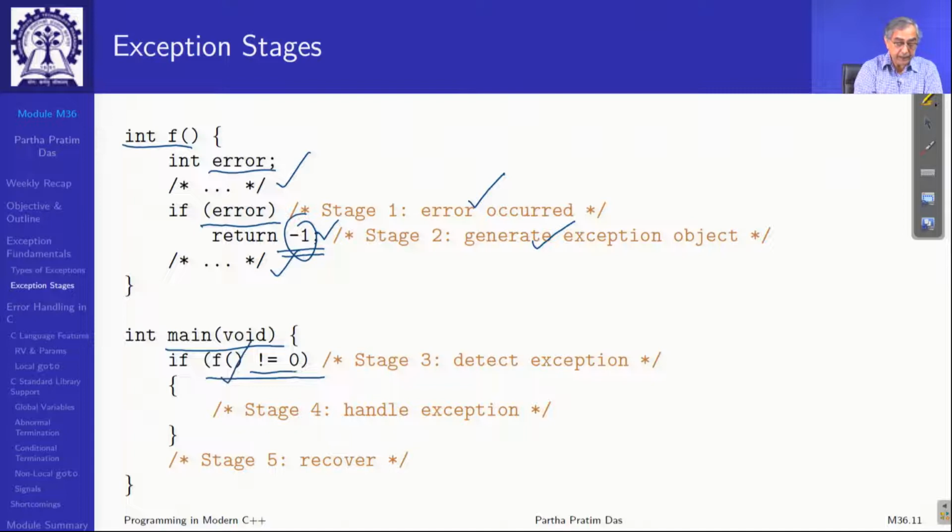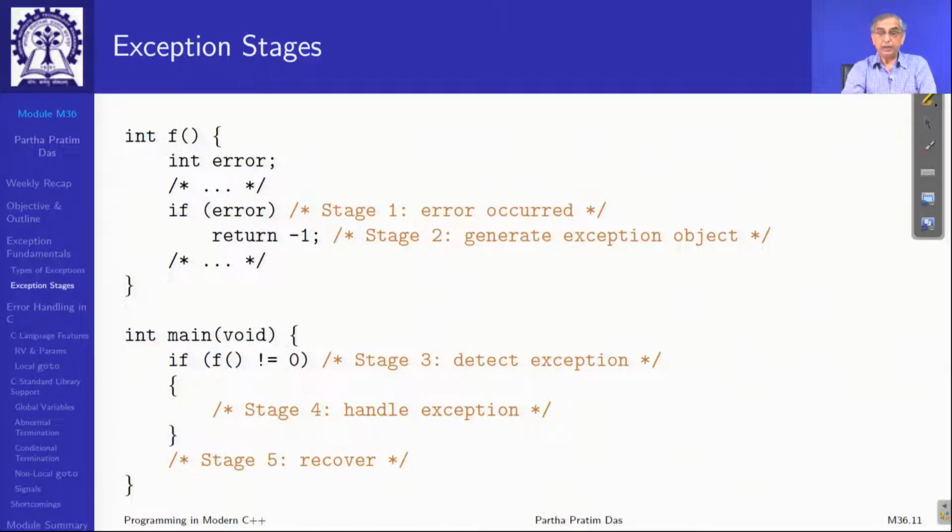Then you are checking if it is not 0. If it is 0, then everything is healthy. If it is not 0, then an exception has happened. So, you detect. Then you write a piece of code to handle that, whatever needs to be done, and then you proceed again. Maybe you will call that function again or some other function and so on. So, this structure simply tells you in principle what these 5 stages do.